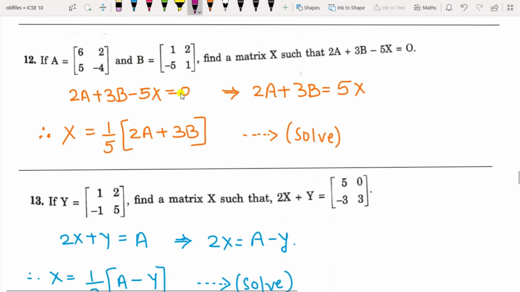Same thing, A and B are the given matrices, and this is the given equation here. You have to find the value of X here. So bring 5X onto the other side. So this will be plus 5X and divide by 1 by 5 onto the other side. So X will be equal to 1 by 5 bracket 2A plus 3B, and then you can solve it as we have solved above.